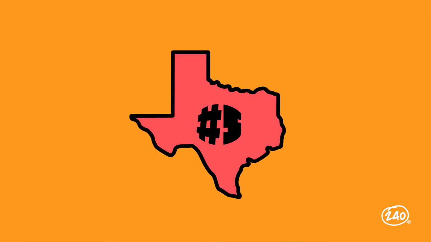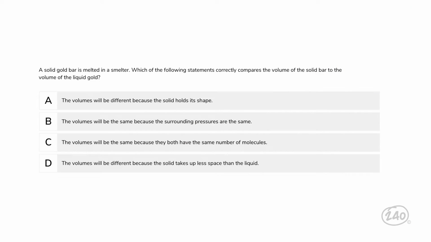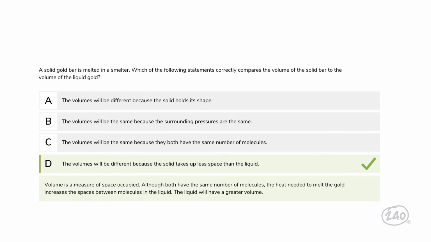Now, let's win some points on the subject of matter. A solid gold bar is melted in a smelter. Which of the following statements correctly compares the volume of the solid bar to the volume of the liquid gold? Volume is a measure of space occupied. Although both have the same number of molecules, the heat needed to melt the gold increases the spaces between molecules in the liquid. The liquid will have a greater volume. So this is the best answer.